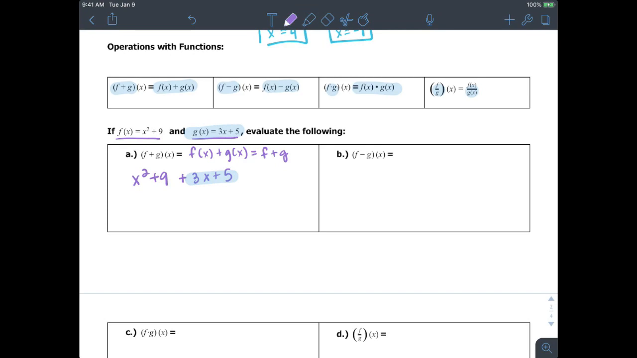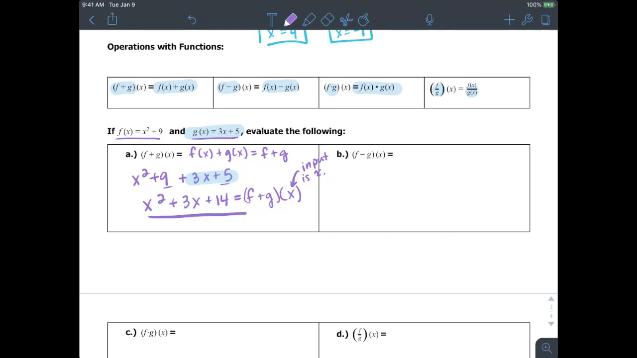And now we just combine the like terms. So x squared plus 3x plus 9 plus 5 is 14. And that is equal to f plus g of x. This says that the input is x. So x is my independent variable. All right, and that is your answer.